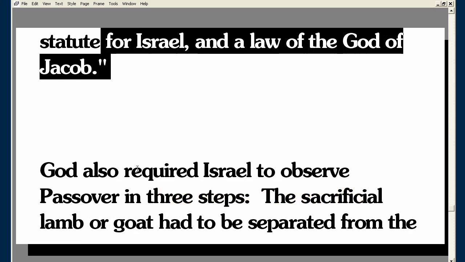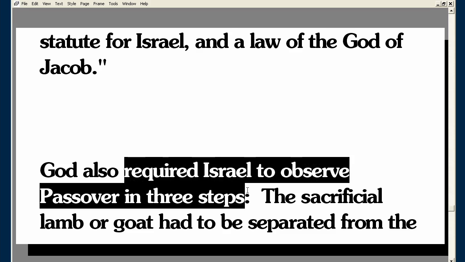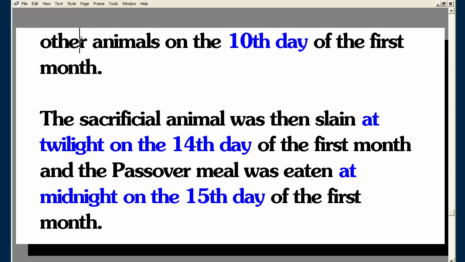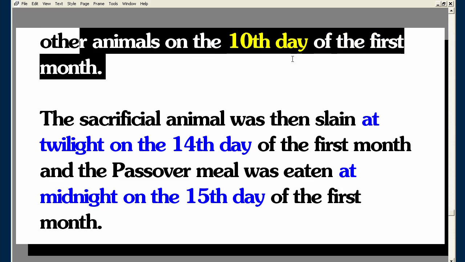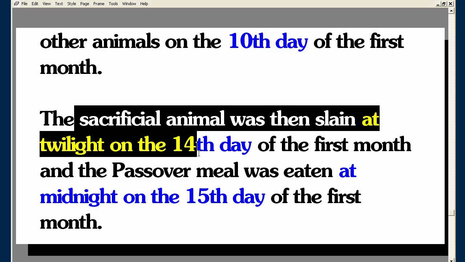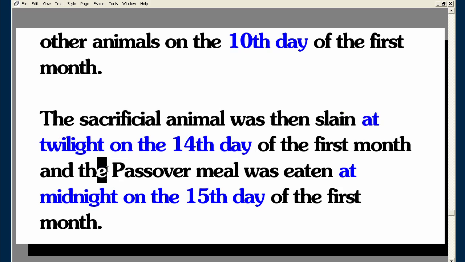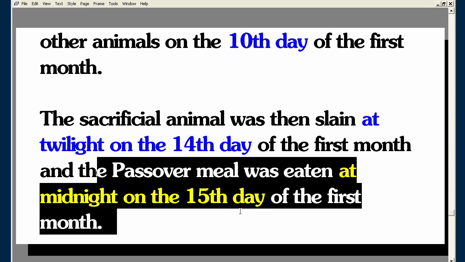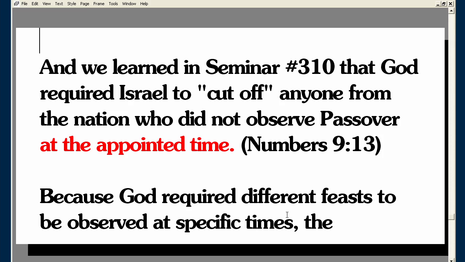God also required Israel to observe Passover in 3 steps. We studied this in seminar number 310. The sacrificial lamb or goat had to be separated from the other animals on the 10th day of the first month. And then the sacrificial animal was slain at twilight on the 14th day of the first month, and the Passover meal was eaten at midnight on the 15th day of the first month.